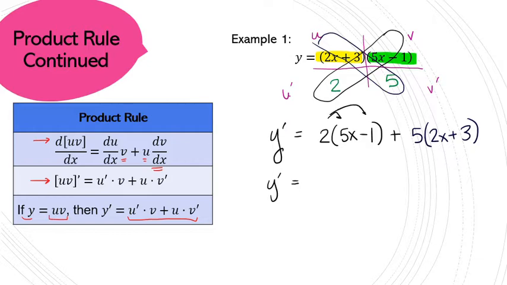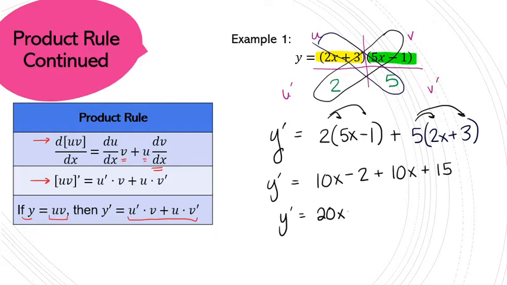So finishing the math, I get 10x minus 2 plus, and then we're going to do the same thing, 10x plus 15, gathering like terms, 20x plus 13. And because this is a simple one, you could totally go back and just double check.